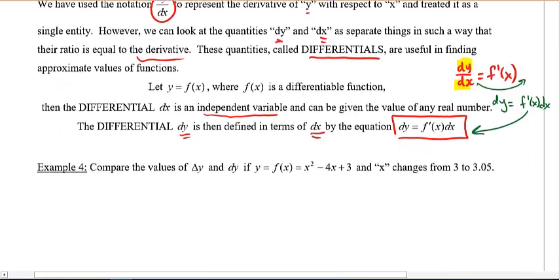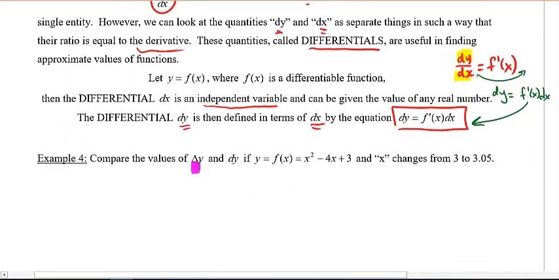So once again, we can use this to help us approximate values. I want you to compare the values of delta y, which we know is the change in the y value, with dy, if in this case y is the function x squared minus 4x plus 3, and x changes from 3 to 3.05. Now, how do we find delta y? Well, delta y is the change in the y values, so really taking the y value at 3.05 and subtracting it from the y value at 3.